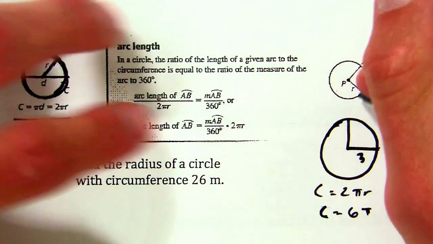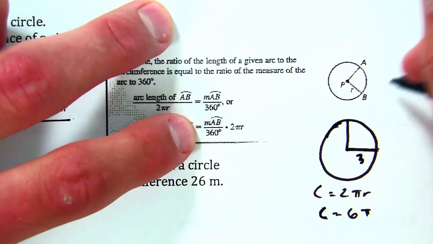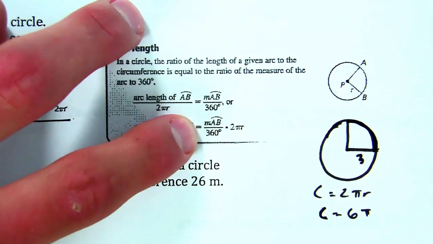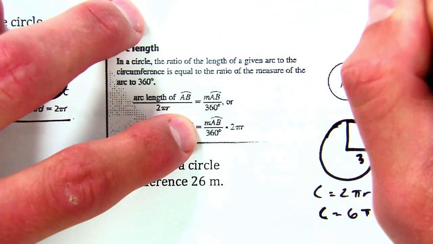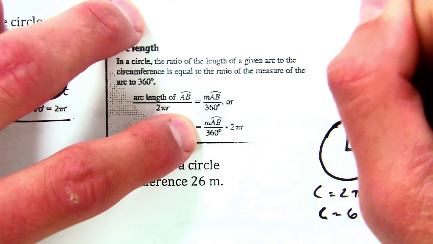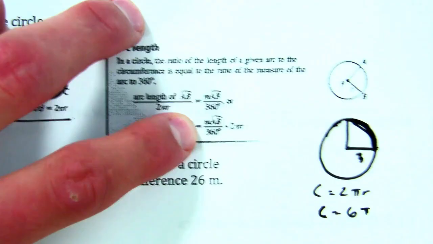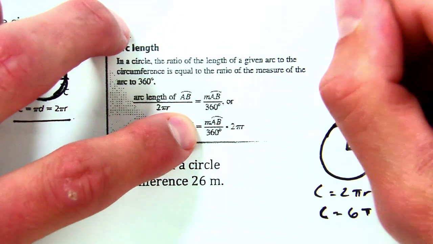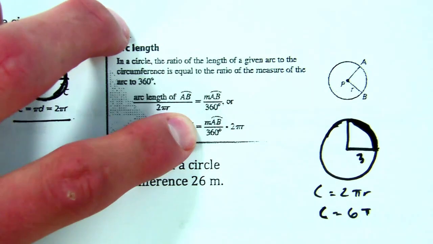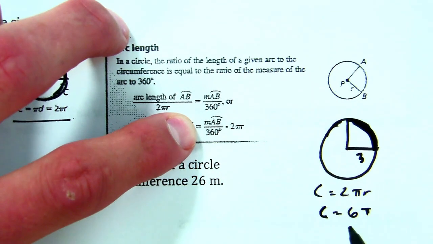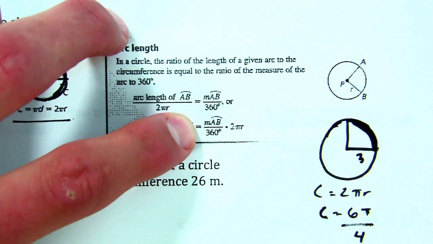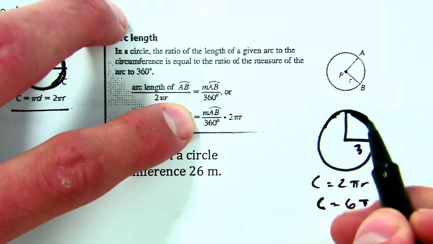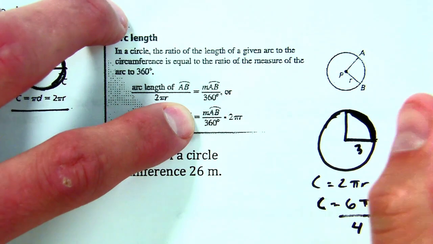My question, though, is what if I didn't want to go all the way around? I only wanted to make it a quarter turn. So I just wanted to know how far, or what's this length right here of this curve? Okay. Well, if I know the whole circumference is 6 pi, and if this right here is just a quarter of the circle, doesn't it make sense to take this 6 pi number and just divide it by 4? Because then it's not the whole circle, it's a fourth of the circle what I'm looking for.